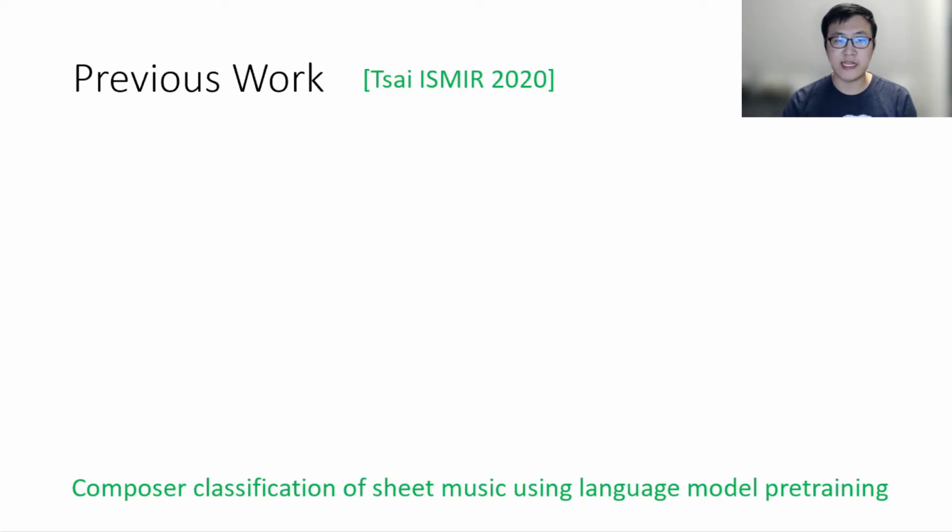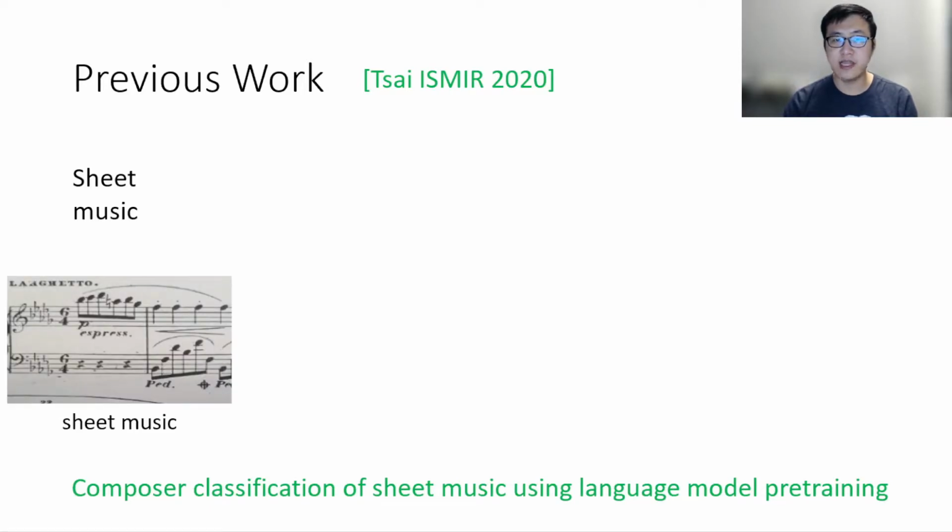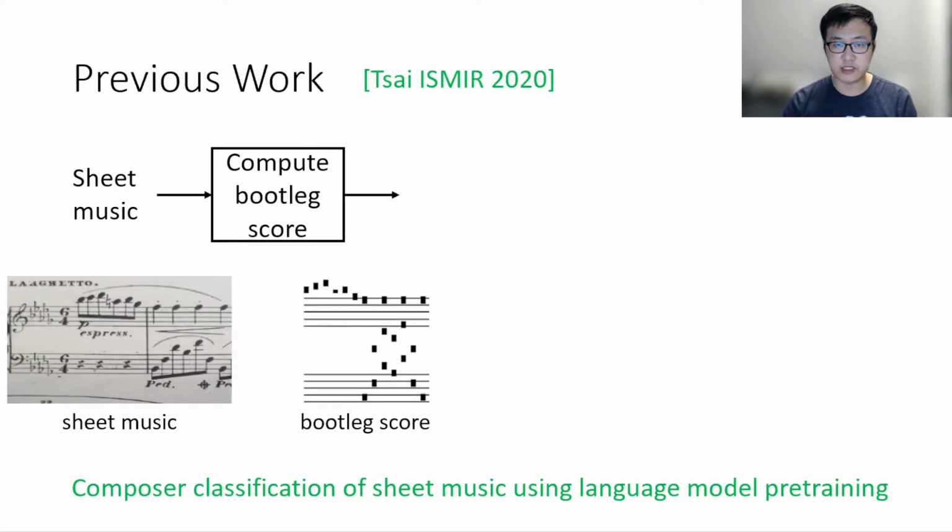At ISMIR 2020, we proposed a way to perform composer classification of sheet music images using language model pre-training. During training, we convert sheet music into a bootleg score, which encodes the locations of note heads relative to staff lines. The bootleg score is a 62 by n binary matrix, where 62 indicates the total number of staff line positions in both the left and right hands.